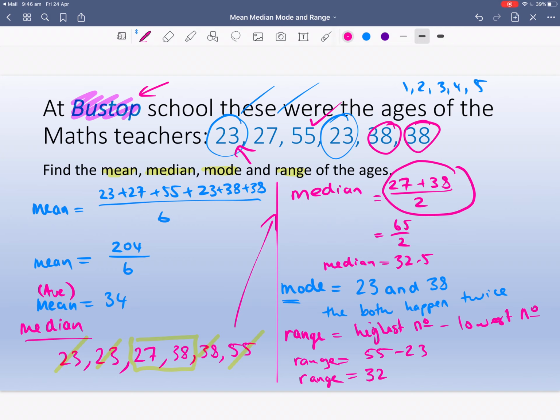All right, so that's mean, median, mode, and range. Hopefully that makes sense. Peace out.